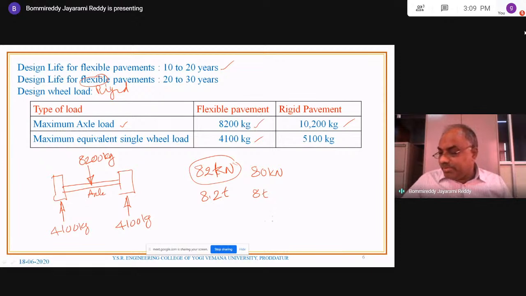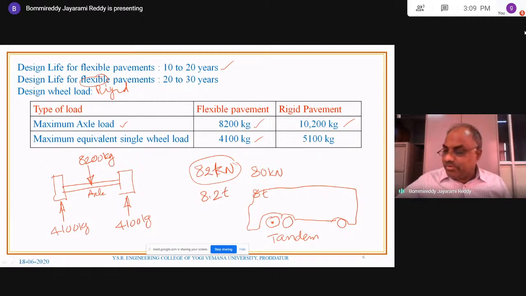Sometimes what is going to happen for the vehicle is that this is the type of arrangement that will be there. These two wheels are called the tandem wheels, tandem axles. And this is one axle on the other side. This wheel is connected to one more wheel on the other side. Such a system is called the tandem axles.